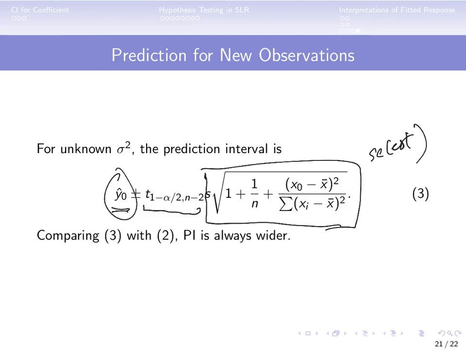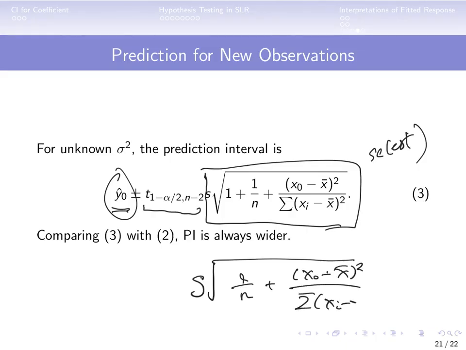If you compare equation 3 with equation 2, the standard error for the mean response, equation 2, is basically the same with the summation of x i minus x bar squared. There's this additional one here. This is to account for the variance associated with considering the errors. So the prediction interval is always wider. There's more uncertainty in individual observations.